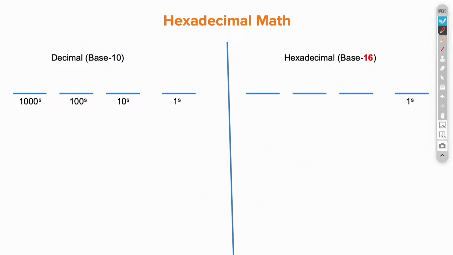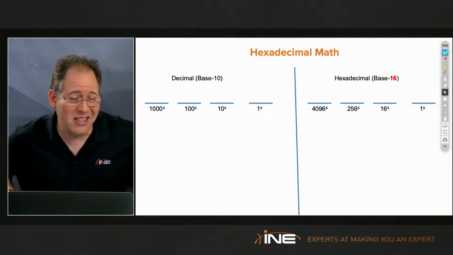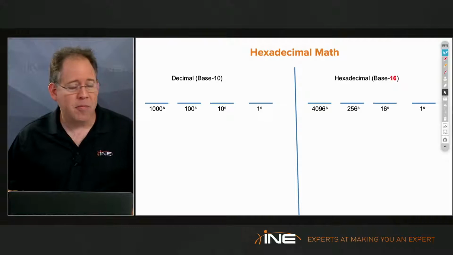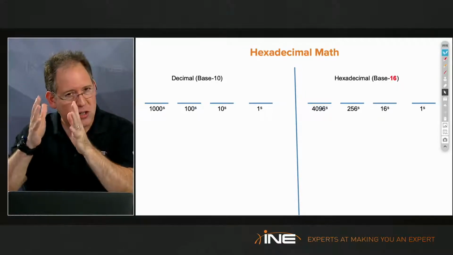Now, like I said, this is a base 16 counting system. So that means the next value is 16. And then to get the one after that, we take 16 times 16, which is 256. And we can keep going. 256 times 16 is 4,096. And this is one of the real power or benefits of using hexadecimal as a counting system, because we can take a really large number and represent it with just a few digits.